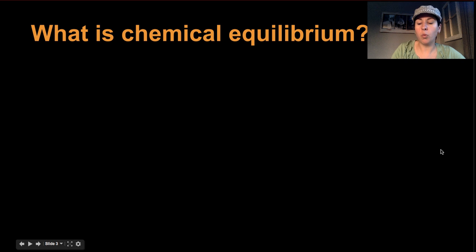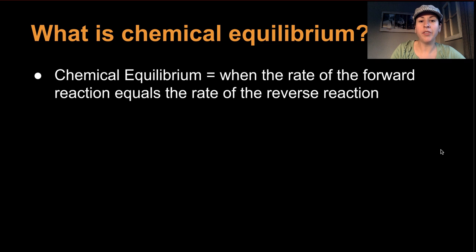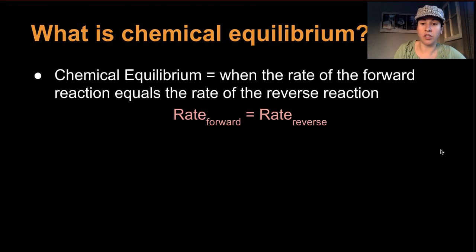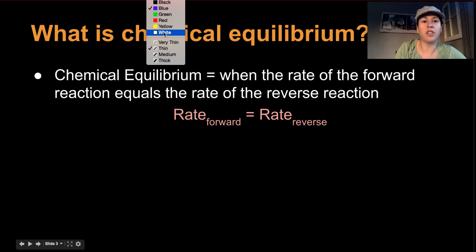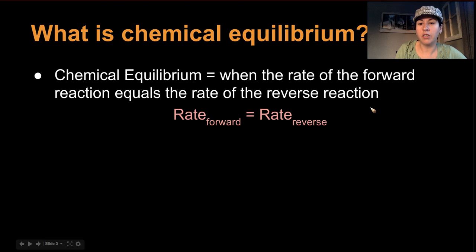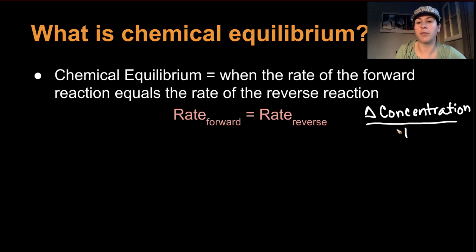All right. So what is chemical equilibrium? Well, it's when the rate of the forward reaction equals the rate of the reverse reaction, like I said before. And the rate, remember, is going to be the speed of our reaction, or the change in concentration. I think of the rate as being the change in concentration per time, so the change in concentration divided by some unit of time.